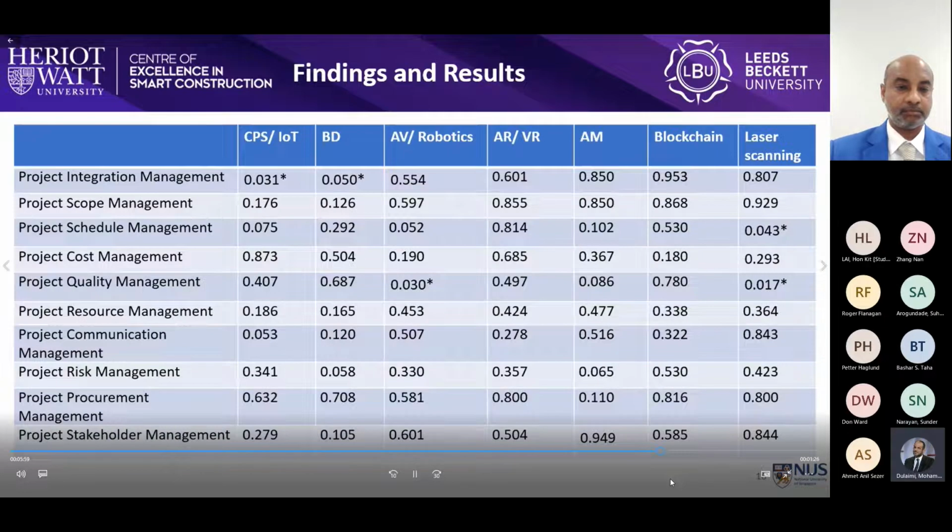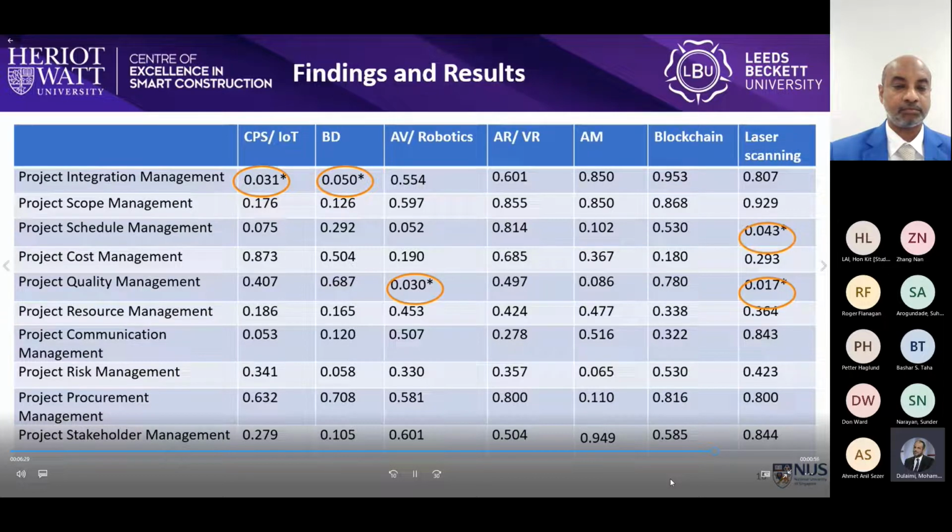Next, the perceived differences among different organization sizes were investigated. It was found that the impact of CPS, IoT, and big data on project integration management, AV and robotics on project quality management, and laser scanning on project schedule and quality management were perceived differently among organizations of different sizes. In particular, large enterprises perceive the impact to be greater than small and medium enterprises.